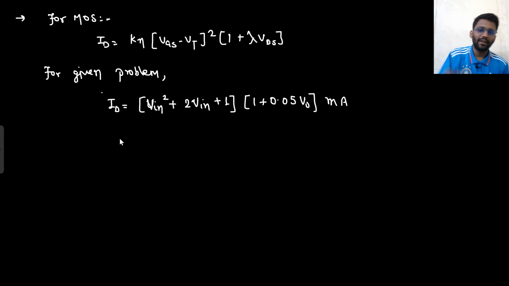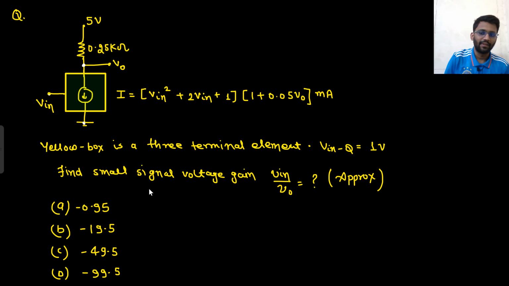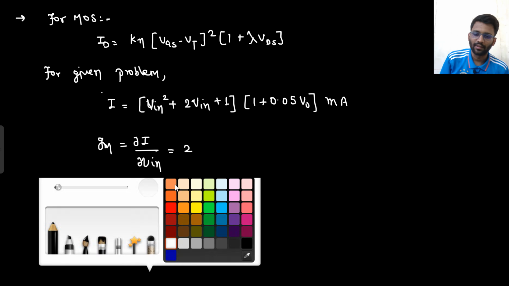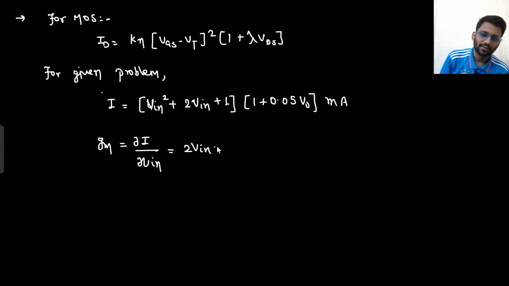In the similar manner, we can find GM and R naught value for the given device. What will be the value of GM? That would be delta ID upon delta VGS, delta ID upon delta V in. This was not ID, this was simply I. Delta I upon delta V in. So the GM value would be 2 V in plus 2. V value should I write as capital? 2 V in plus 2.